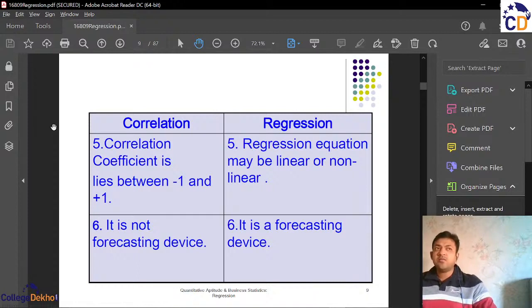Correlation is not used for forecasting. You cannot predict using the value of correlation. Although using regression, we can predict or forecast certain situations and values. Does that make sense? Any queries, anyone?